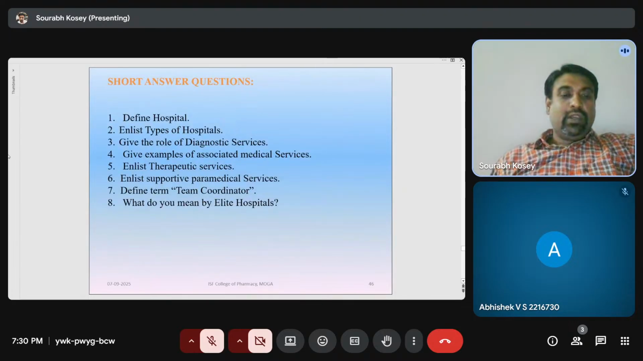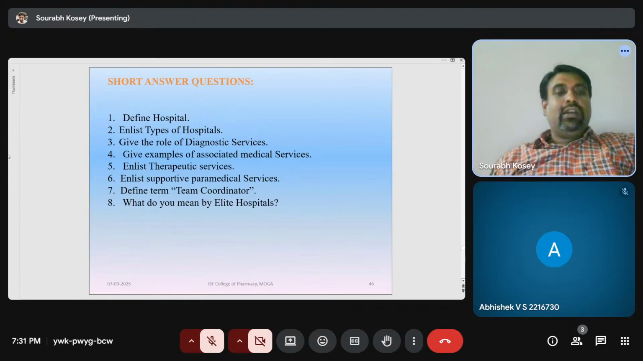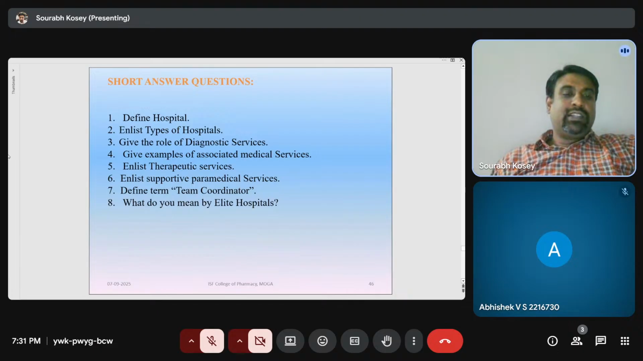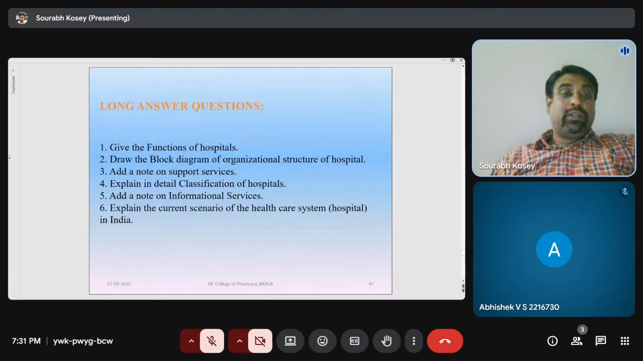So, my dear students, from this first lecture, the questions that can come in your examination are: define hospital, enlist types of hospitals, give the role of diagnostic services, give examples of associate medical services, enlist therapeutic services, enlist supportive paramedical services, define the term coordinator, what do you mean by allied hospitals.